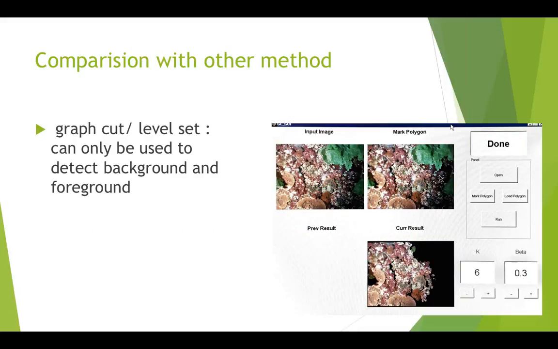And then we compare our method with others, such as the famous graph cut method. We can see that the lower right corner is the result of this method. It cannot segment the coral correctly, because the purpose of this method is to do background and foreground segmentation, so it can only separate this image into two parts.